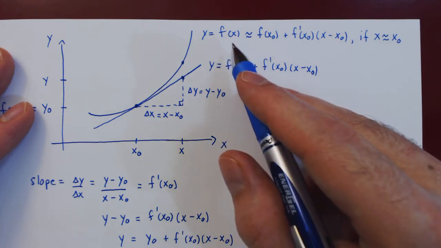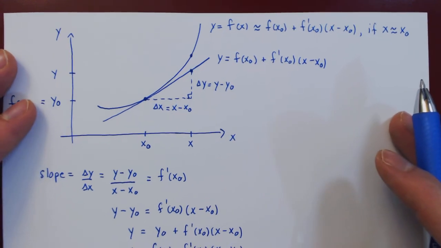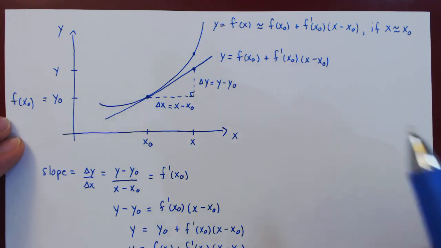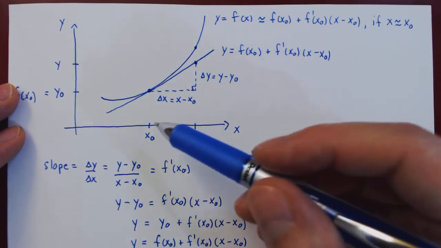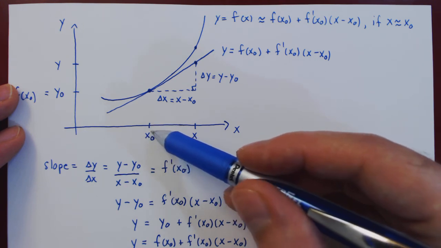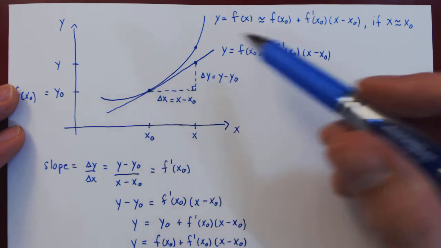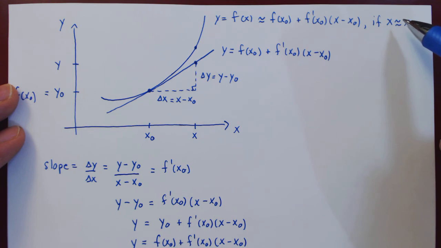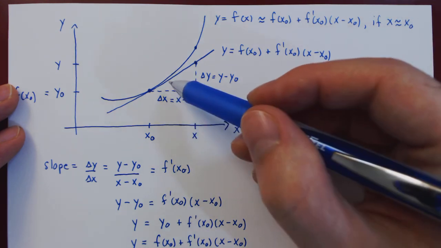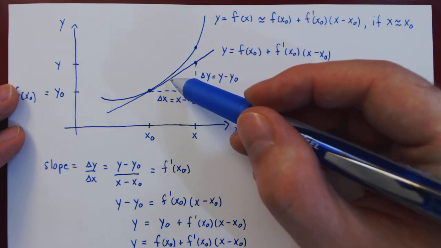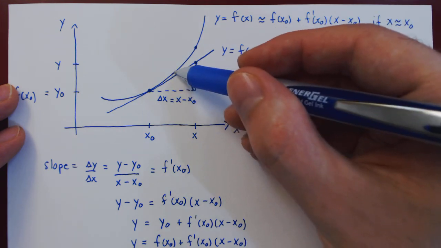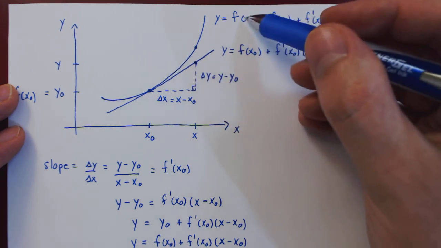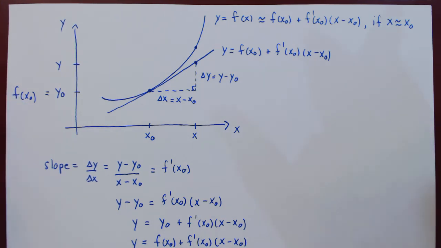And this result is known as linear approximation. And again, to summarize, it is a very simple result, which says, as long as you stay close to the point of tangency, so as long as you take a value of x close to x0, the y values on the tangent line, given by this, will be very close to the y values on the original function. And that's it.